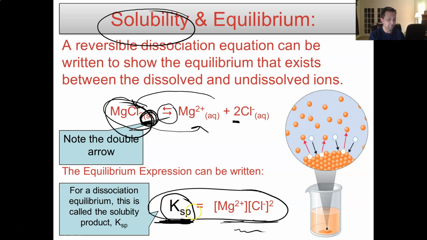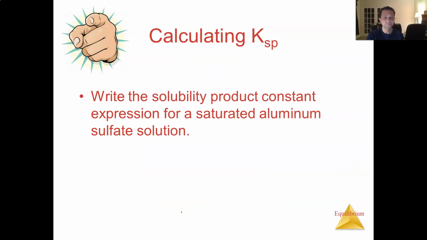Students get confused because there are all these different K values: Kc, Keq, Kp, Ksp. It's all just K. It's all just a constant, so don't get too hung up on it. But what comes after it as a subscript gives you a hint about what your equilibrium system looks like. So with Ksp, you have something dissolving in solution.